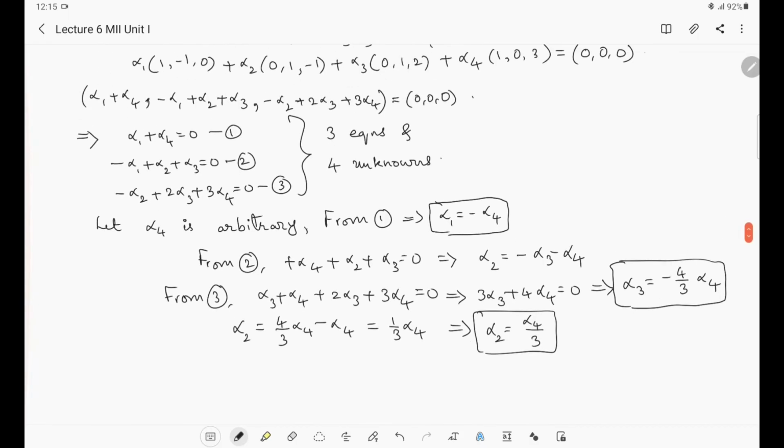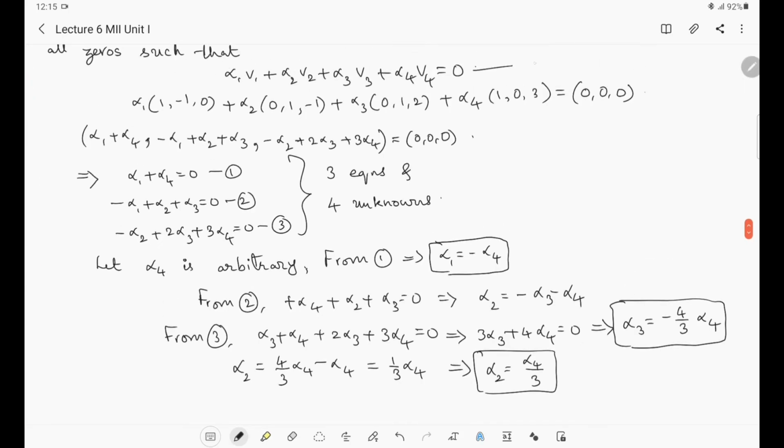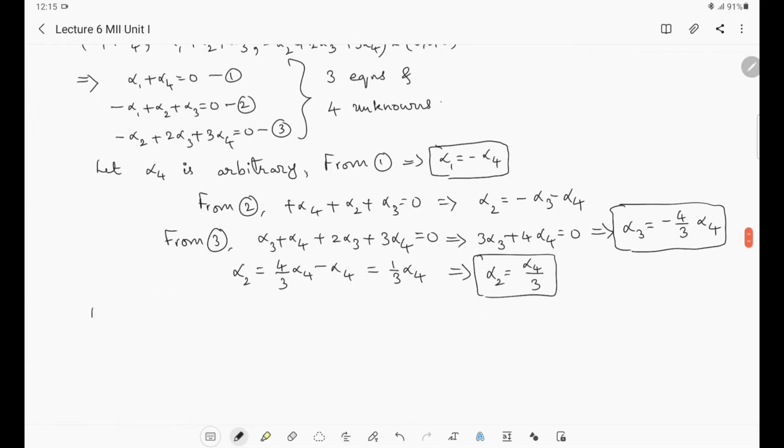Finally, now what is the relation? This is the relation. So consider this as the fourth equation. Then from 4, alpha 1 V1, what is alpha 1 here? Minus alpha 4 V1 plus alpha 2, which is alpha 4 by 3 into V2, plus alpha 3, which is minus 4 by 3 alpha 4 into V3, plus alpha 4, which is arbitrary, so alpha 4 into V4 equals 0. From the fourth equation we got this.